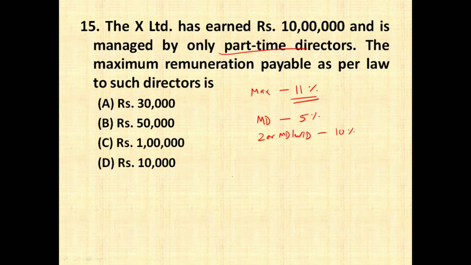So whenever such a situation happens, then the maximum remuneration that can be paid to the directors is 3% of the net profit. So 10 lakh rupees into 3%, you get rupees 30,000, which is option number A. Now in case there is a managing director, then you can pay only 1% of the net profit to the part-time directors. So this is all about the first 15 questions.